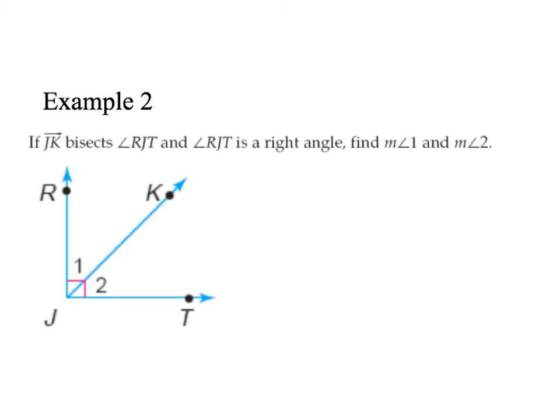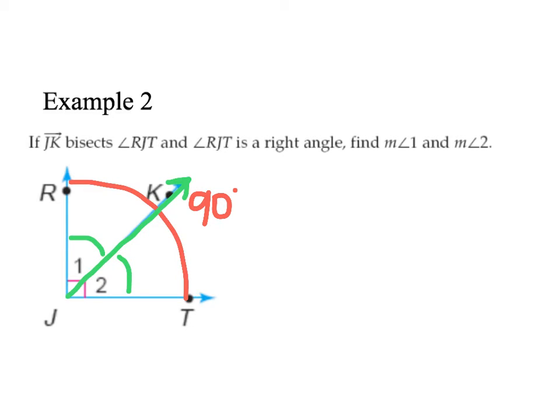Example 2. If JK bisects angle RJT and RJT is a right angle, find the measure of angle 1 and the measure of angle 2. So just like last week with complementary angles, if you see this little box drawn in here, then that means that this whole angle is 90 degrees. Right angles are 90 degrees. It also says that JK, this ray here, bisects the angle. So angle 1 is congruent to angle 2.